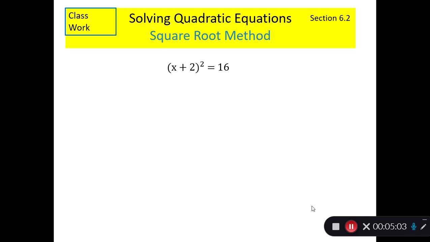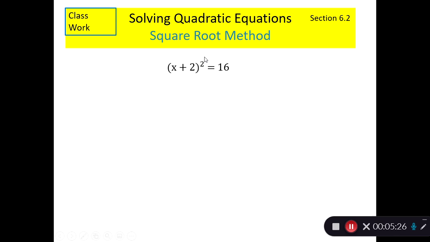Let's go on to another one. They're all the same. Every one is the same. Same procedure. X plus 2 is being raised to the second power. And remember, it's not just the 2. This power is touching and next to the parentheses, meaning it's raising the whole thing. So you have to put the square root symbol across the whole thing.